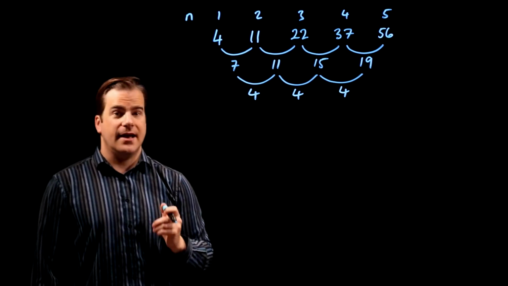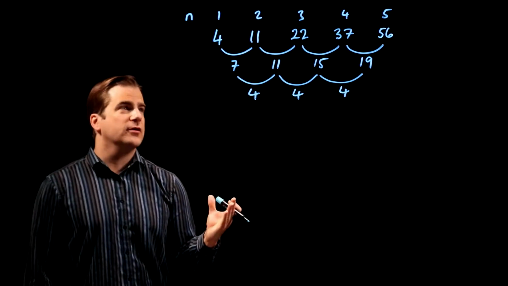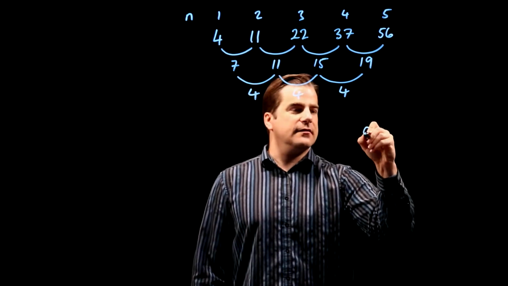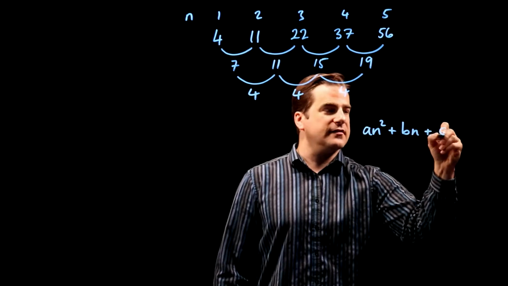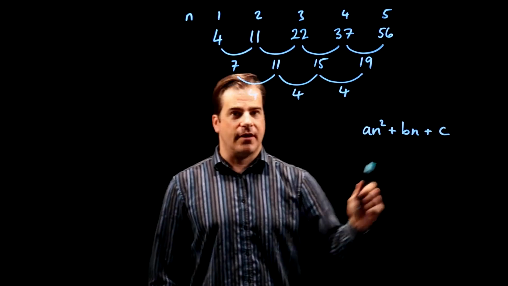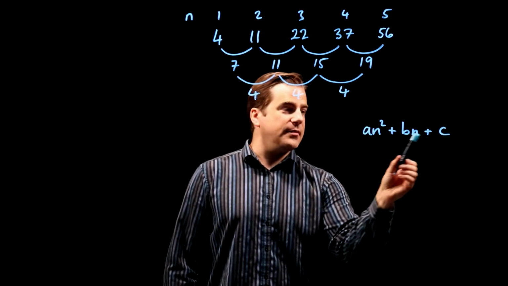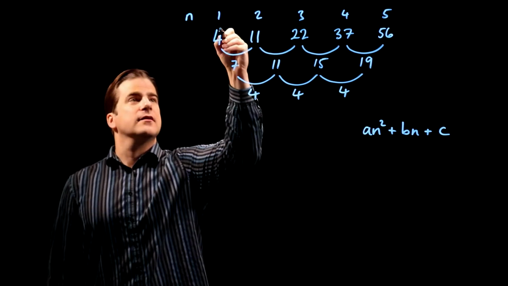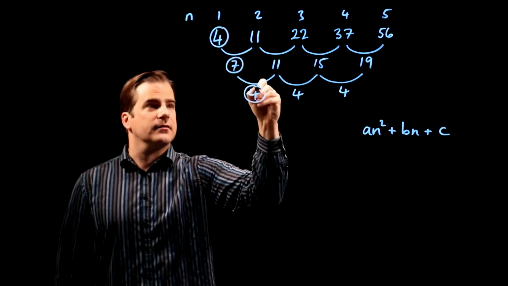Good. Next, write down the general formula for the answer for a quadratic sequence. It's an squared plus bn plus c. Okay, you need to remember that. And our objective now is to find a, b, and c. And we do that by looking at these three numbers here. Okay.